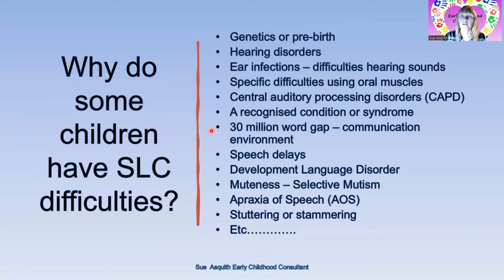Then we think about communication and the environments. There's a 30 million word gap that some research has highlighted. It's quite old research now, I think it was 1995 or 1998. Hart and Risley did a study that would say that by 3 years old, the difference between the children that live in a household where lots of communication takes place and the children where maybe the household doesn't communicate as much is potentially 30 million words difference.